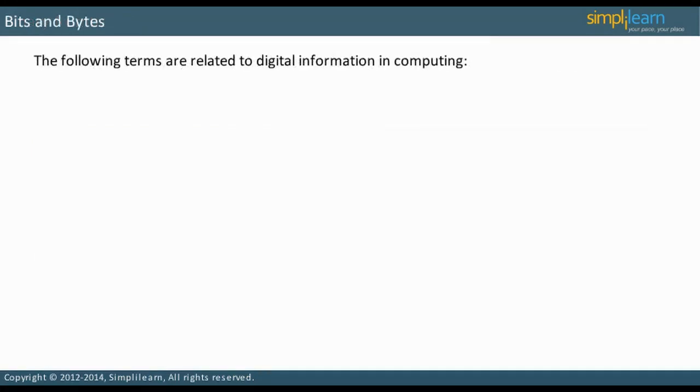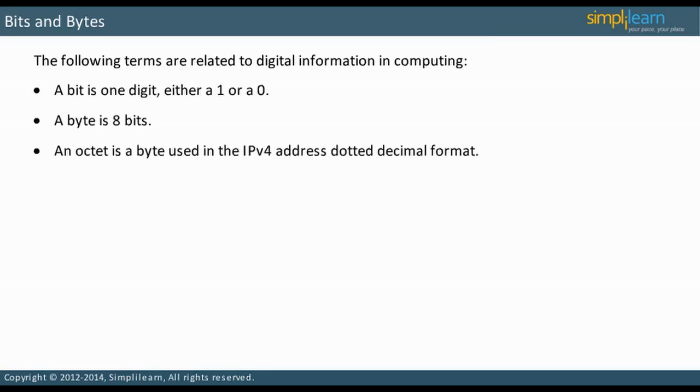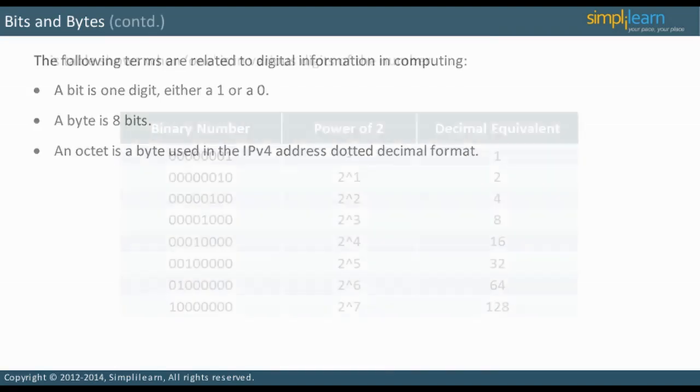Let us begin by defining few terms here. A bit is 1 digit, either a 1 or a 0. A byte is 8 bits. An octet is a byte used in the IPv4 address dotted decimal format. An octet can have 8 bits. The rightmost digit is the number of ones. Successive digits represent a higher power of 2 as you proceed from right to left. Let us continue our discussion on bits and bytes in the next slide.